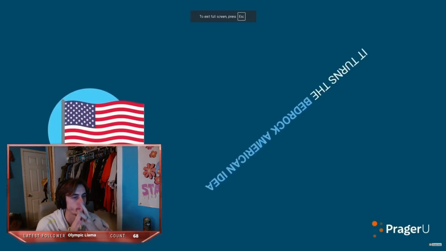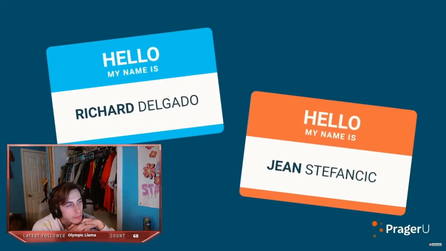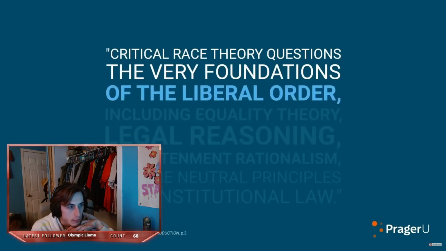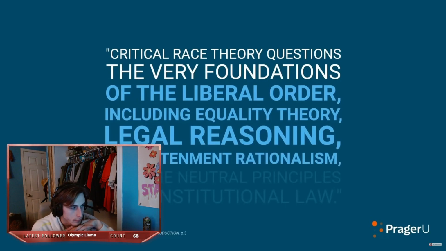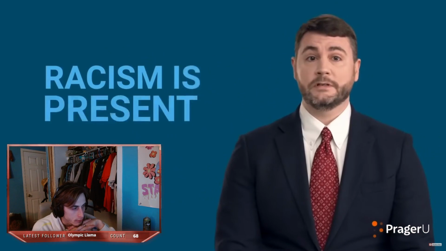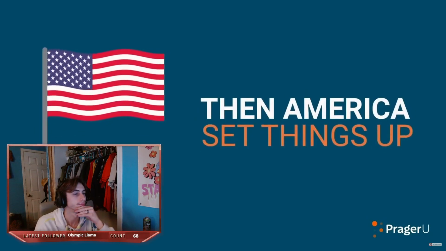It turns bedrock American idea upside down. Here it is in the words of Richard Delgado and Jean Stefancic, two leading proponents. Critical race theory questions the very foundations of the liberal order, including equality theory, legal reasoning, Enlightenment rationalism, and the neutral principles of constitutional law. It does this because critical race theory proponents assume racism is present everywhere and always, and they look for it critically until they find it. And they always find it. It has to be there because that's how the imperial European powers and then America set things up.